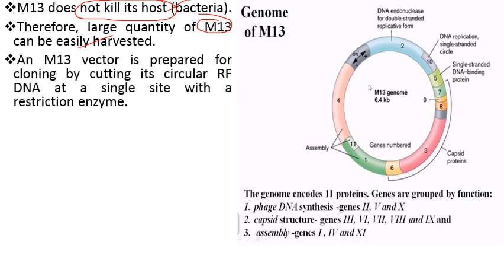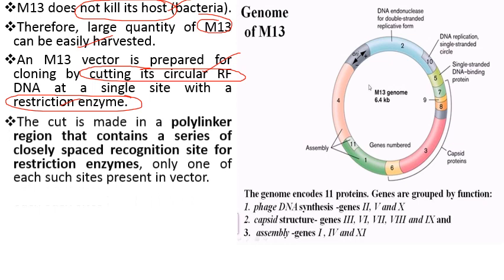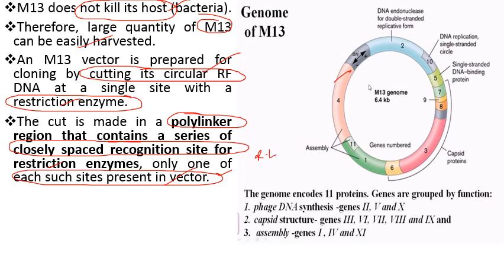So this M13 vector is prepared for cloning by cutting its circular replicative form DNA at a single site with the help of enzymes which are known as restriction enzymes. तो replicative form के पास से जो restriction enzymes हैं वो यहाँ पे एक cut produce करते हैं for ligation of gene of interest. Then the cut is made in a polylinker region. एक specific region होता है इस genome के ऊपर, M13 के genome के ऊपर, that contains a series of closely placed recognition sites for restriction enzymes. तो यहाँ पे closely placed sites होती हैं for recognition by these endonucleases or restriction enzymes, but only one of each site is present in the vector. तो इनमें से सिर्फ एक ही साइट present होती है जहाँ से restriction endonucleases इसे cut करते हैं.